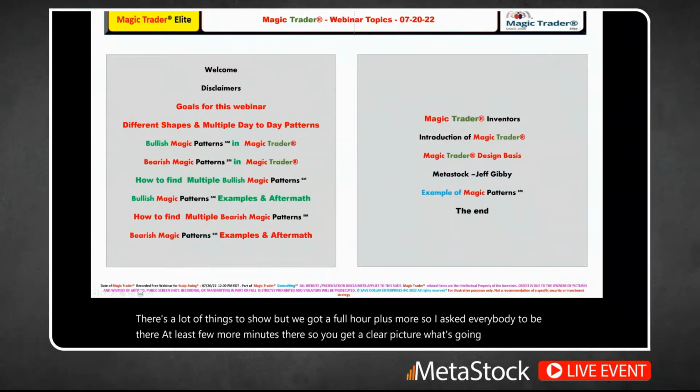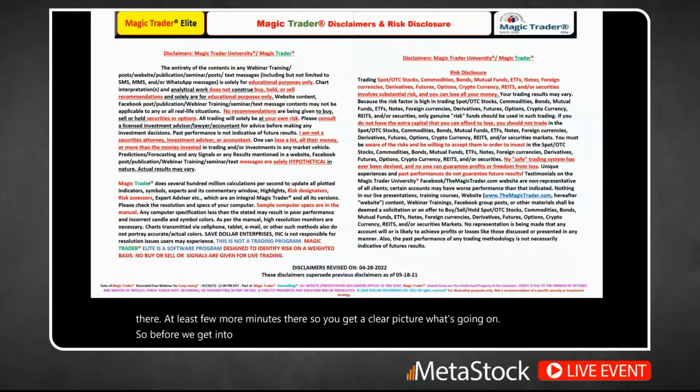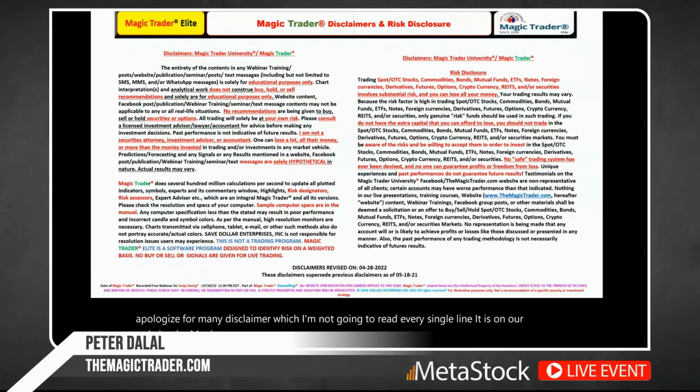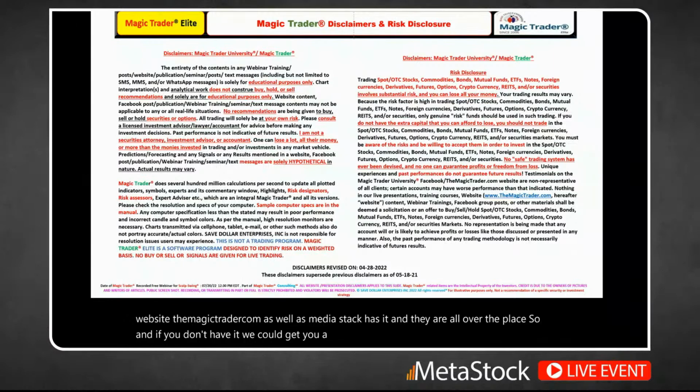So before we get into that, we're going to be talking about this disclaimer required by law. I apologize for the many disclaimers, but I'm not going to read every single line. It is on our website, themagictrader.com, as well as MetaStock has it, and they are all over the place. If you don't have it, we could get you a copy of that. But we're going to talk about important points on each slide, which is going to keep you under risk management.